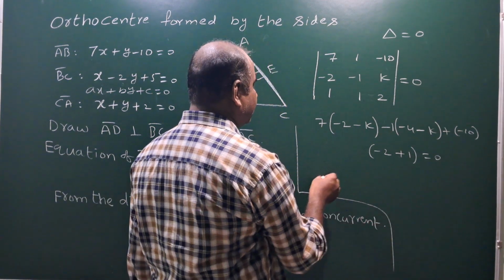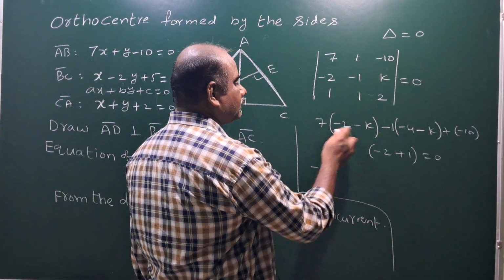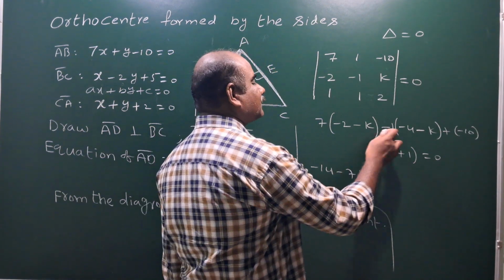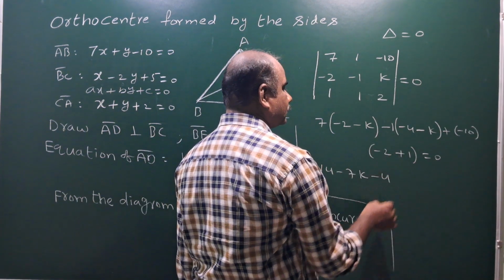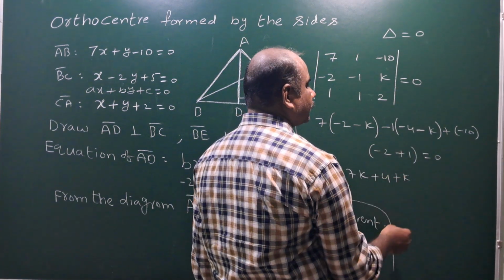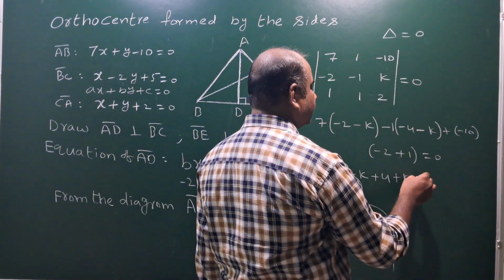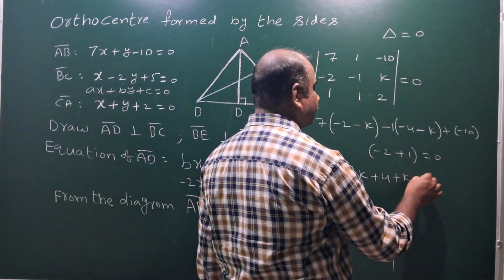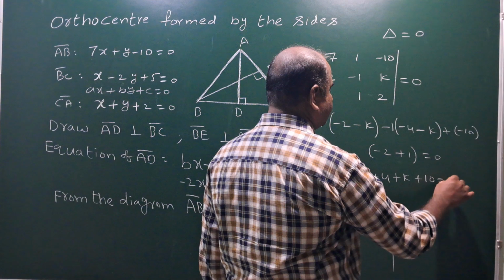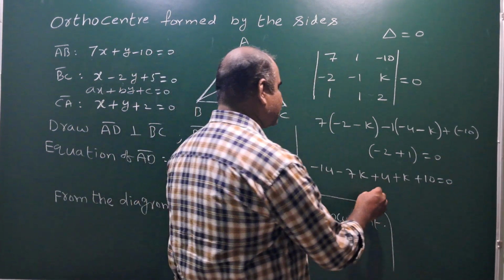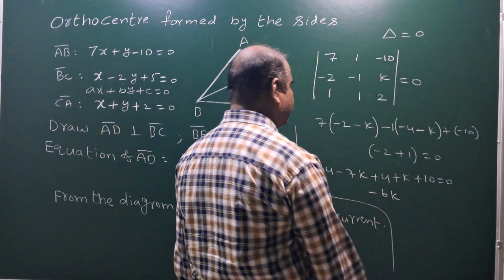So 7 into minus 2 is minus 14. 7 into minus k is minus 7k. Minus 1 into minus 4 is plus 4. Minus 1 into minus k is plus k. Minus 10 into minus 2... sorry, minus 2 plus 1 means minus 1. Minus 1 into minus 10 means plus 10, is equal to 0. Here minus 7k plus k means minus 6k.